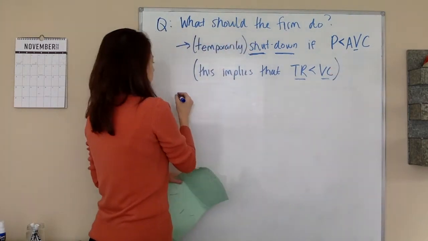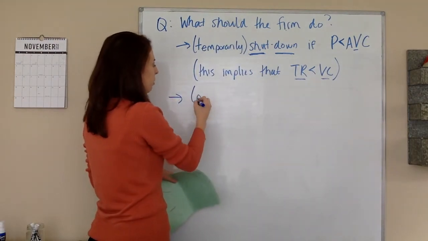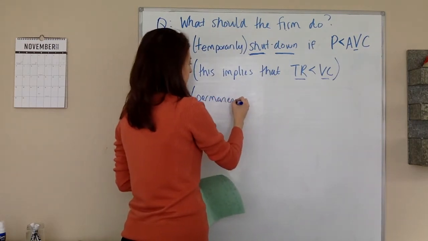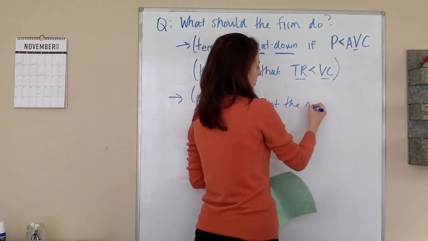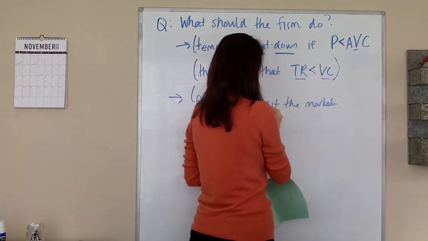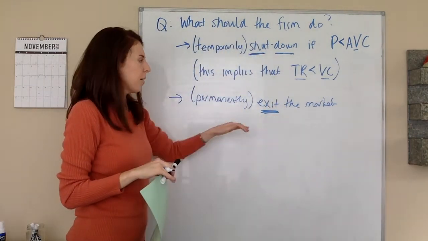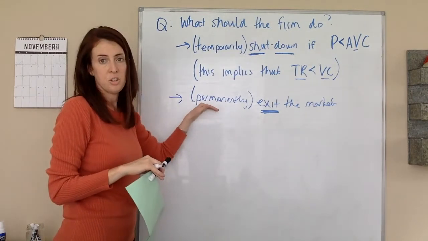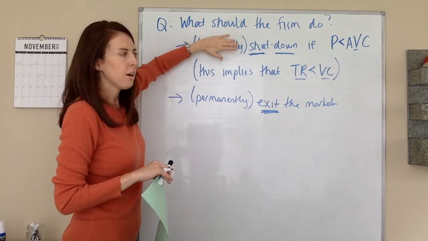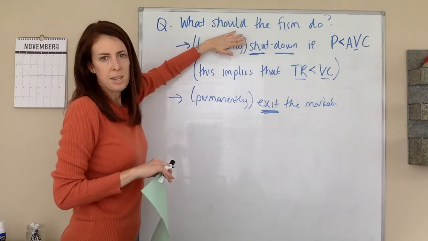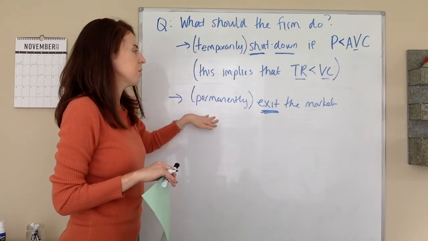Okay, that's one thing. What the firm should alternatively do is permanently exit the market. Let me just emphasize this. In economics, anytime we talk about exiting, this is going to be a permanent decision. Anytime we talk about shutting down, that's going to be a temporary decision. So I could actually leave off the temporary and permanent. It means the same thing, but I just want to emphasize shutting down is always just a temporary decision. Exiting is always a permanent decision.